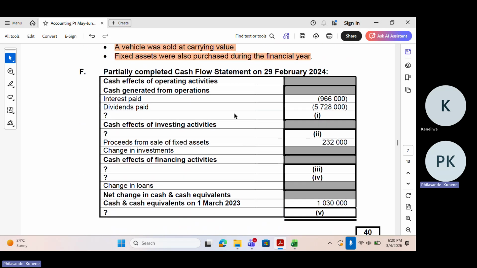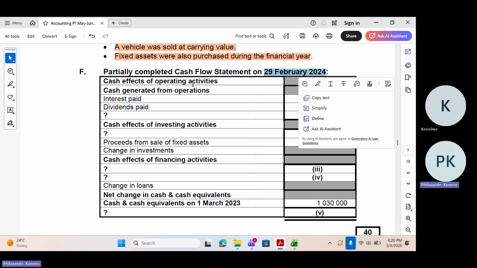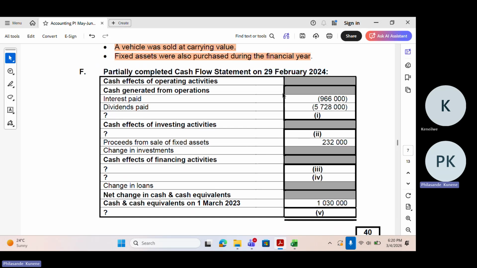Okay. Then number F, partially completed cash flow statement on 29 February 2024. So we do have interest paid provided to us, dividends paid, and then here we have Roman figure 1, which we need to complete. Obviously here we have tax paid. This one is for tax paid.